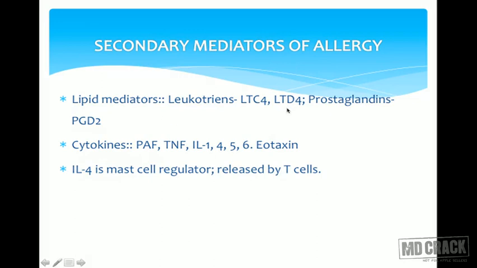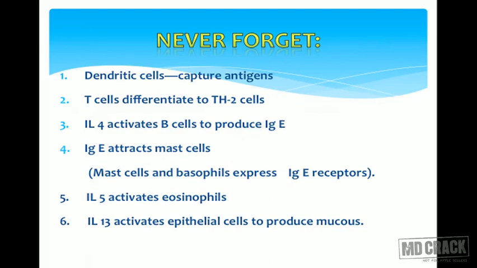The secondary mediators of allergy that are secreted by mast cells are mainly the lipid mediators, that is leukotrienes. Leukotriene C4 and D4, and even prostaglandins will be secreted. Other cytokines that are secreted are PAF, platelet activating factor, the tumor necrosis factor, interleukin 4, 5 and 6. Eotaxin is the one which will attract more and more eosinophils. That also will be secreted by the mast cells. Interleukin 4 is the mast cell regulator which is released by the activated T lymphocytes.